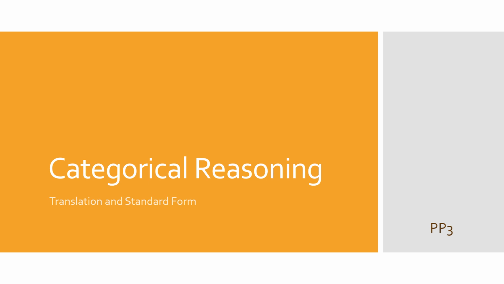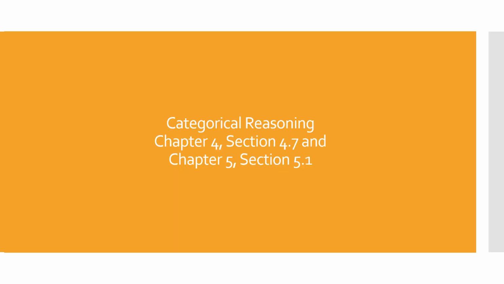So in this video, we're going to deal with some basic but very important aspects of dealing with categorical reasoning, and in particular with categorical syllogisms. The first of these involves translating propositions from ordinary language into a standard form, and then ultimately understanding the standard form of a categorical syllogism. To connect this back to the class and to the textbook, we are basically covering Chapter 4, Section 4.7, which deals with translation, and then Chapter 5, Section 5.1, which deals with the standard form of a categorical syllogism.